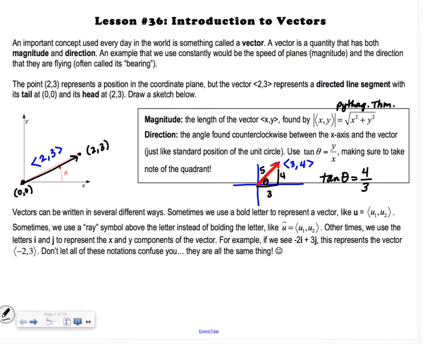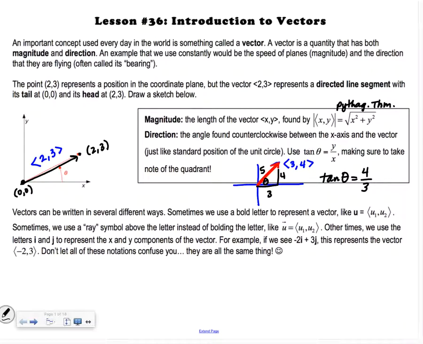All right, so it says vectors can be written in several different ways. Sometimes we use a bold letter to represent a vector. Sometimes we use a little ray symbol above the letter instead of bolding it, like this. Sometimes it looks like that too. There are lots of different ways to write it. Other times we use the letters i and j to represent the x and y coordinates. That's the one that I always hated when I was in school. So if you see something like -2i + 3j, it's really the vector -2, 3. Okay, does that make sense?